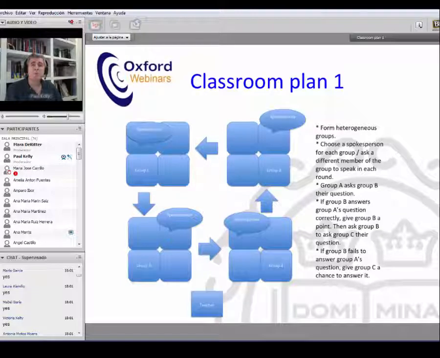The groups should be, if possible, organized so that we have stronger and weaker students together. You can elect a spokesperson for each table. So here, this is a great way for them to work. You can monitor their work quite easily with this classroom game.